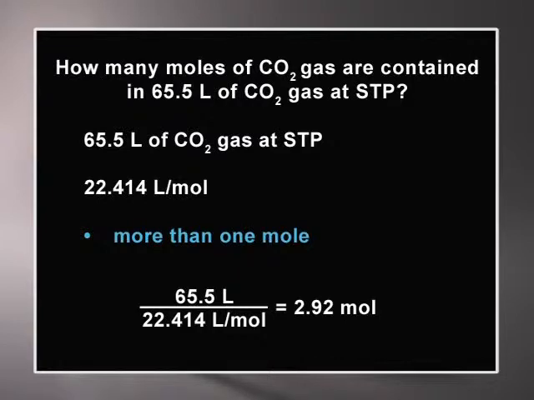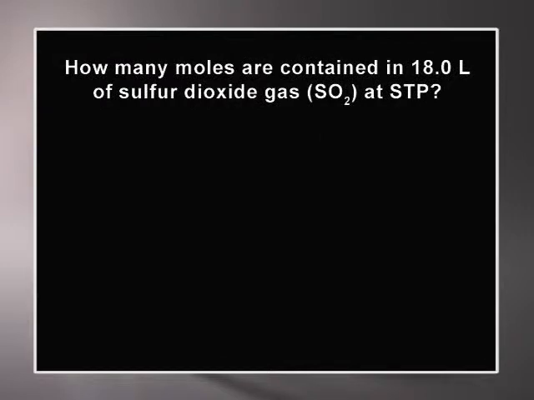65.5 liters divided by 22.414 liters per mole means that I have about 2.92 moles of CO2 gas. Let's try another. How many moles are contained in 18.0 liters of SO2 gas at STP?